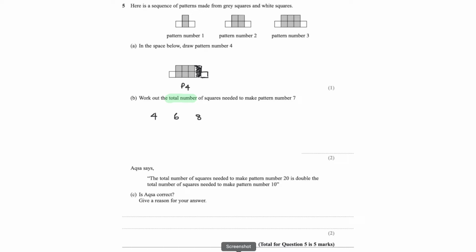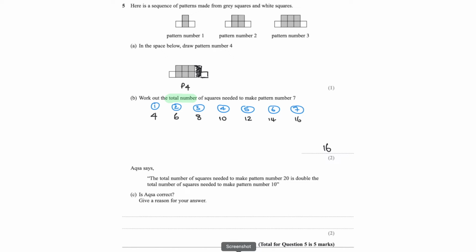Let's actually put the numbers up because these are going to be the positions. Pattern number 1, pattern 2, 3, 4, 5, 6, and pattern number 7. And so that's now going to mean that I increase by 2 every time. So that's going to be 10, 12, 14, and 16 squares in that pattern. Now you will get the mark for that if you did it that way.